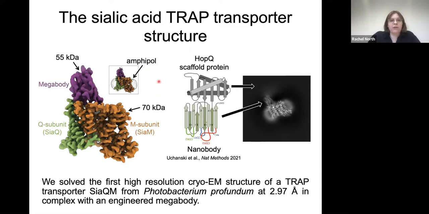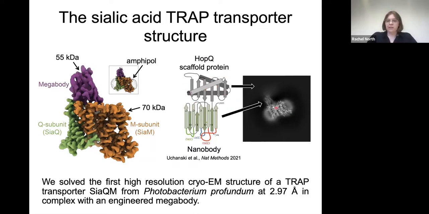Oh, and I should also mention that we solved this structure in amphipol, so it wasn't in detergent. We purified in detergent and then we exchanged into the amphipol for the cryo-EM. We found that this was a little bit less noisy, and the protein was really happy and stable in the amphipol. A megabody is made by first having a nanobody and then you engineer a scaffold protein to bind to it, which is the large part of it.